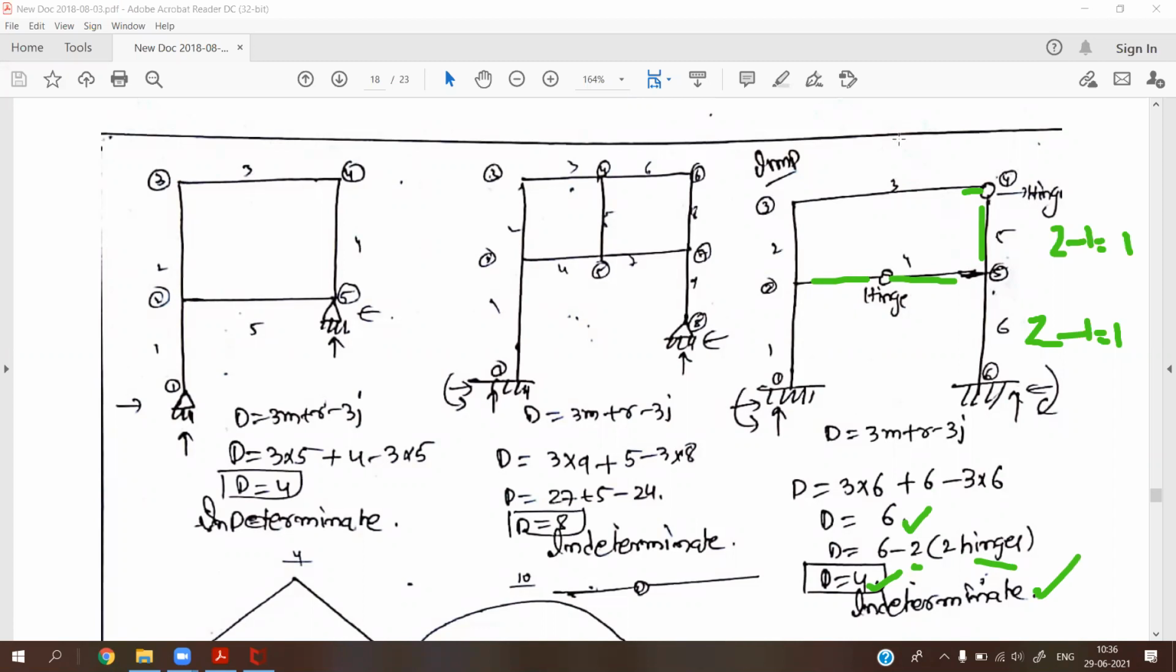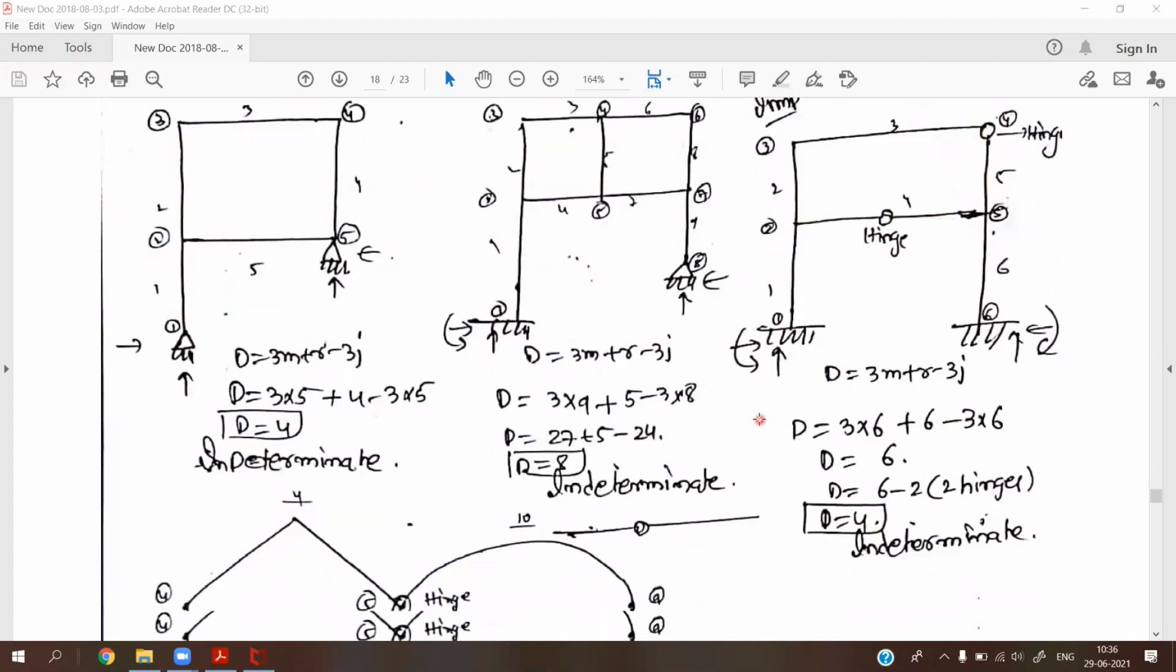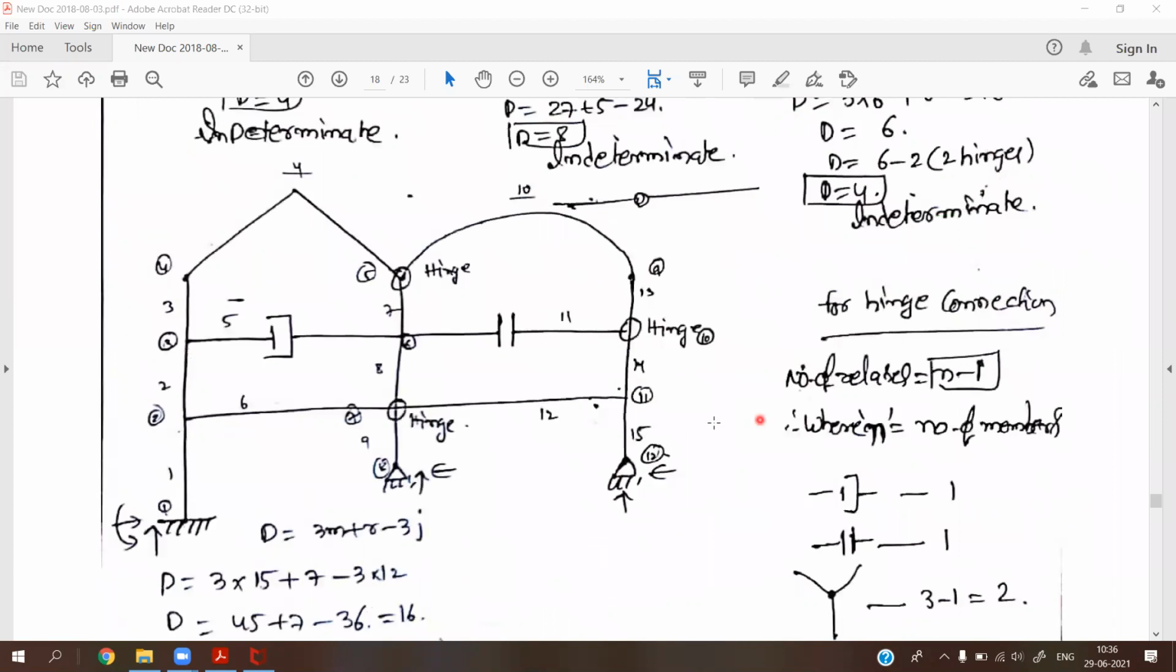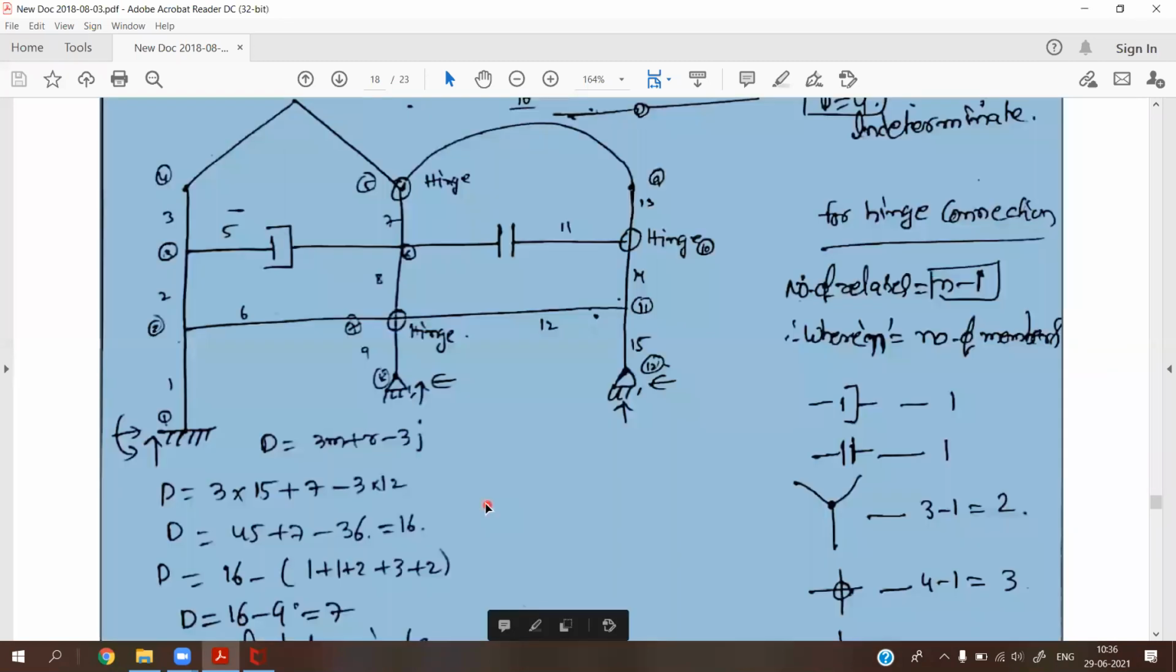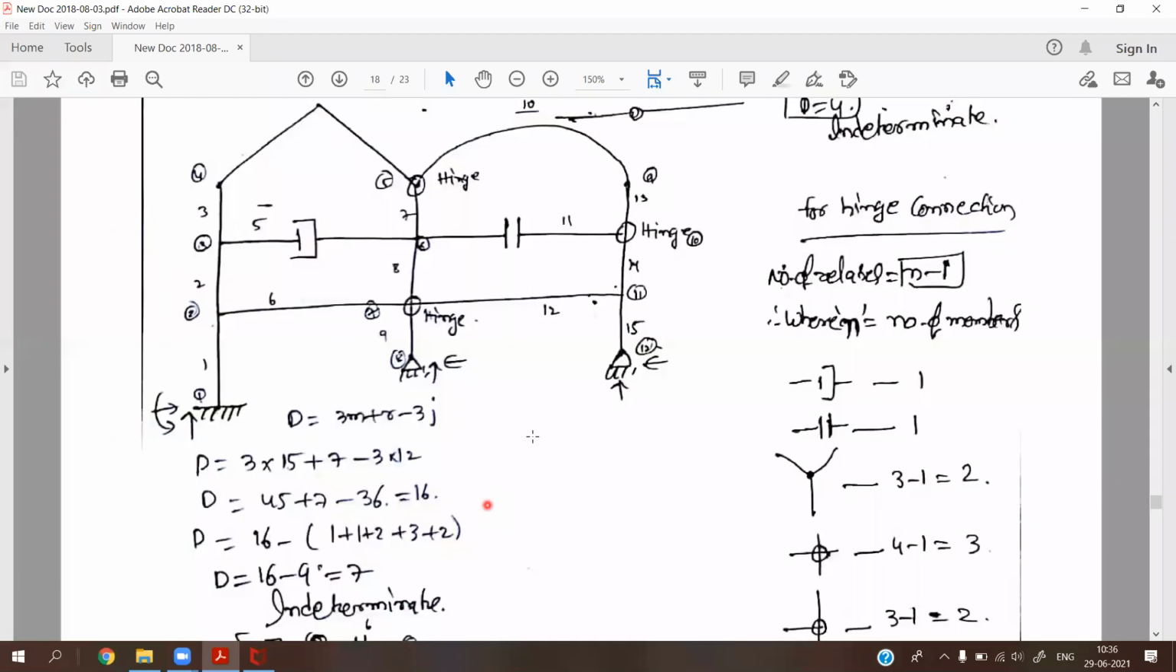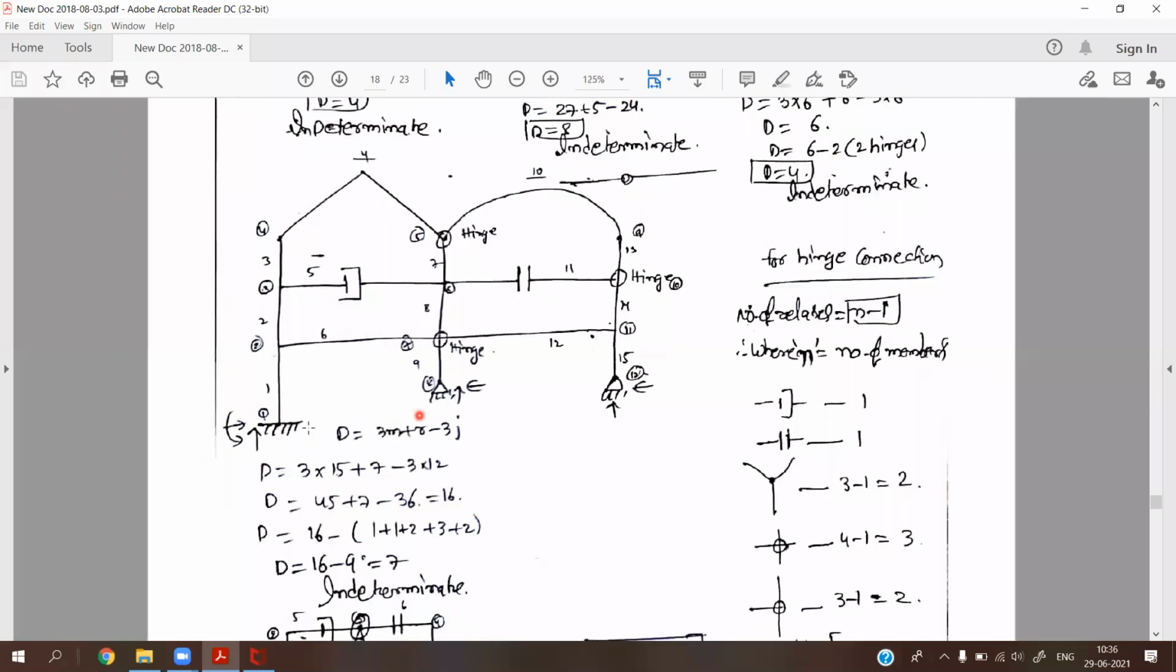I will explain one more example. If we consider this type of frame, count the number of members and reactions. First we have to count the reactions. Here is the fixed support, here is an immovable hinge support, and here also an immovable hinge support. So 3 plus 2 plus 2, we have 7 reactions. How many members are present in this frame?